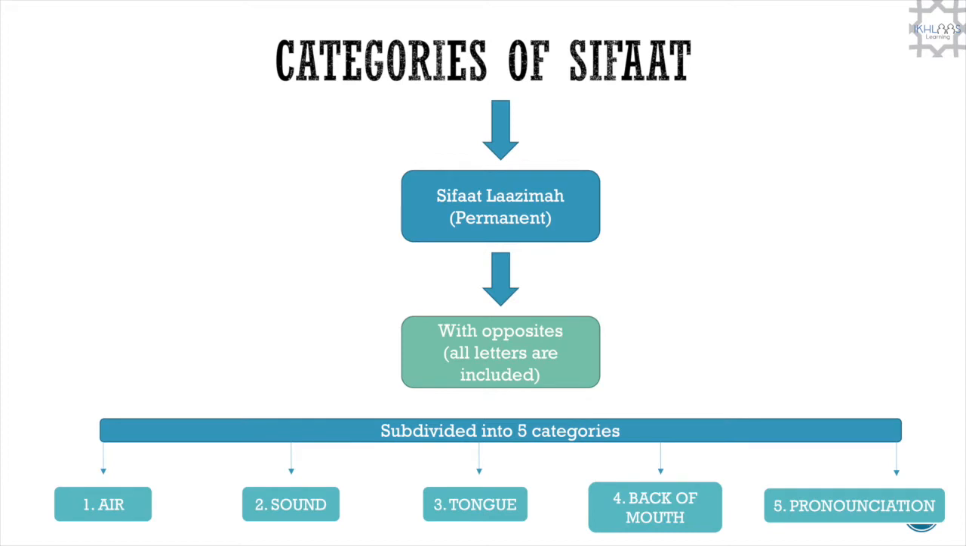As we have previously covered, we are studying Sifaat Lazima with the opposites. In this topic, all the letters are included, and this has been subdivided into 5 categories: air, sound, tongue, the back of the mouth, and pronunciation. We have covered air, and we will be covering sound in this lesson.